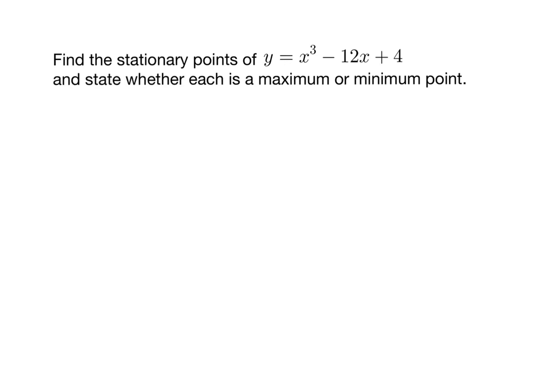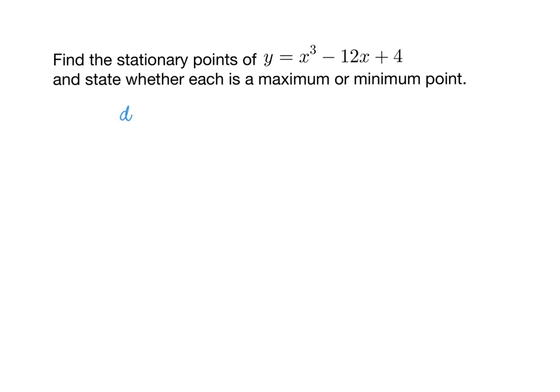In this video, we're going to look at finding the stationary points of an equation and then deciding whether those stationary points are maximum or minimum points. So the first thing we're going to do is differentiate the function, because at a stationary point, the gradient is equal to 0.